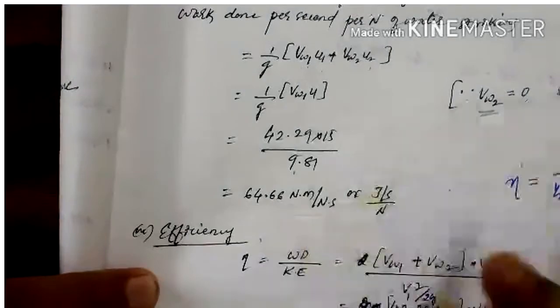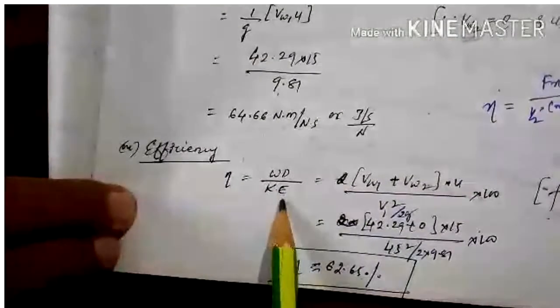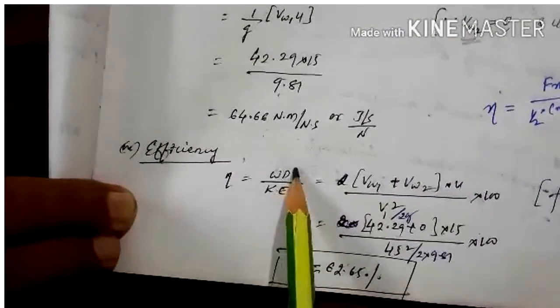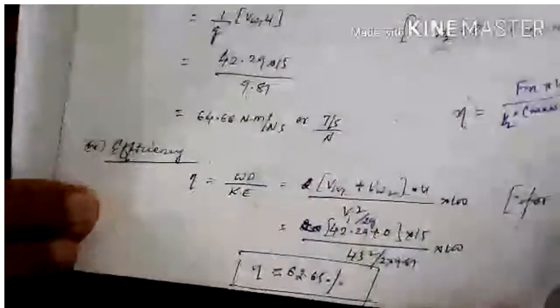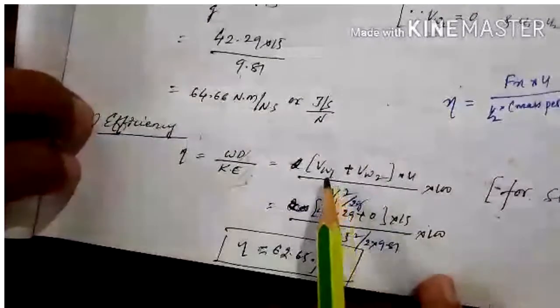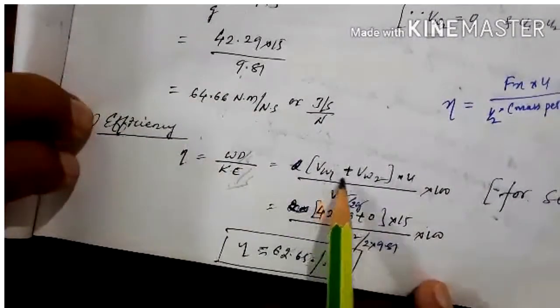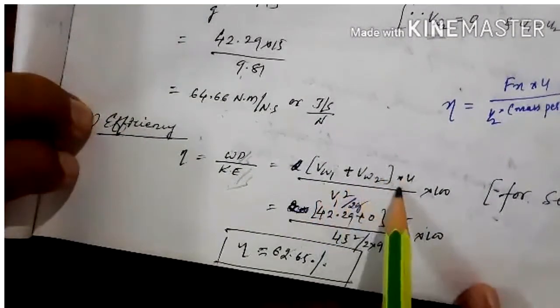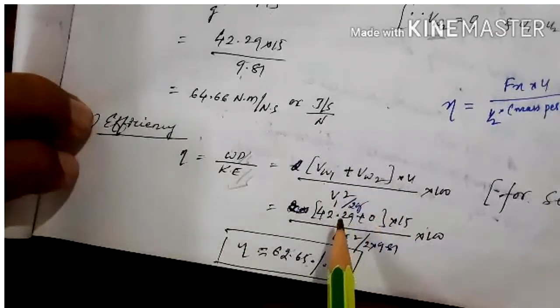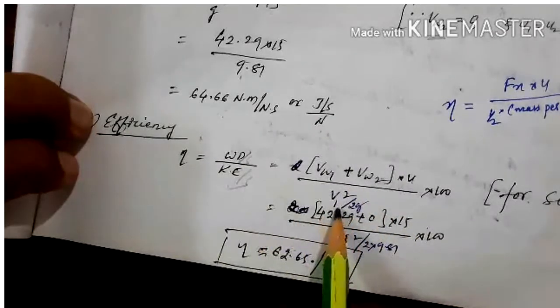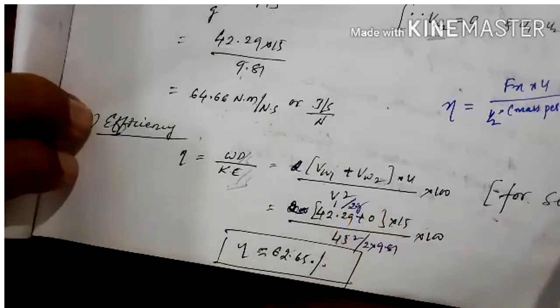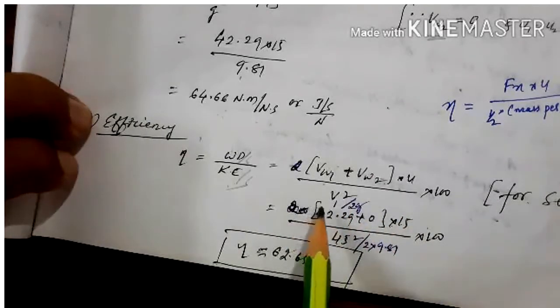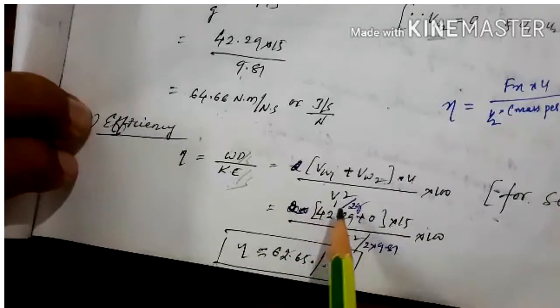This is the work done per second. Then efficiency is what? Output by input. Output is work done per second, and input is kinetic energy per second. And output, we know the formula, VW1 plus VW2 into U, then divided by input, which is V1 square by 2g. And this V1 square by 2g is for a series of vanes. Whatever equation we have taken, this is for a series of vanes.